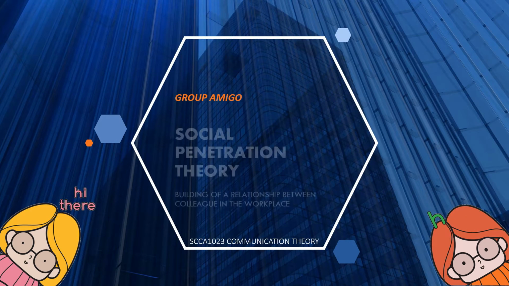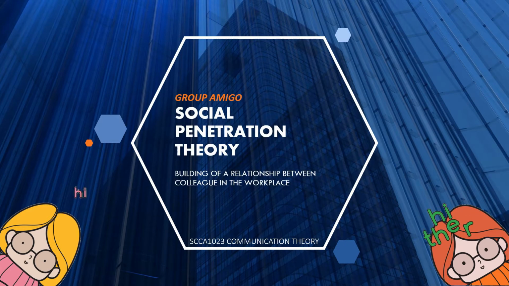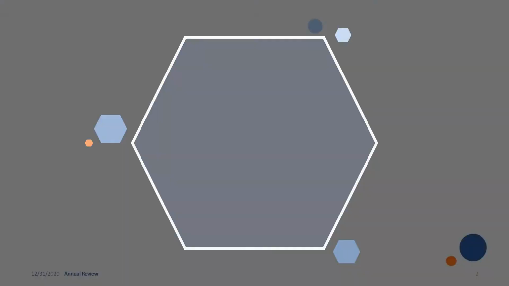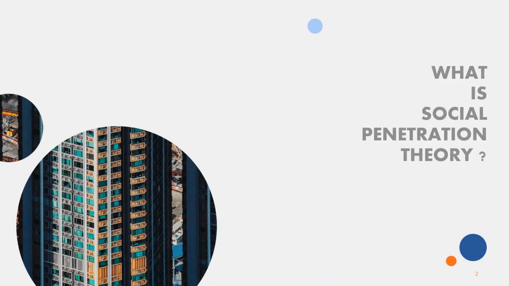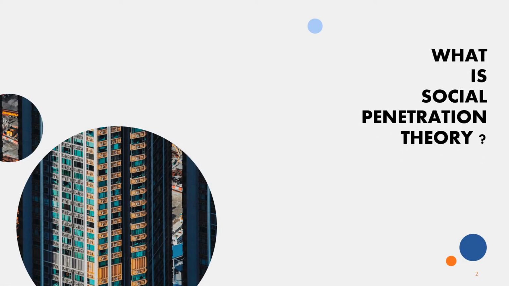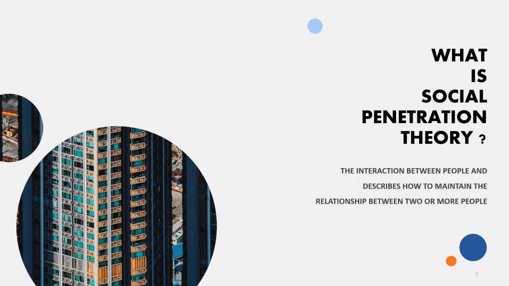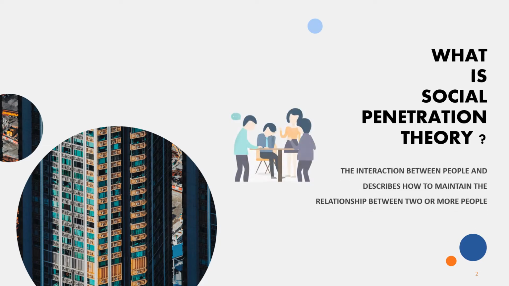We have chosen the social penetration theory with the issue of building a relationship between colleagues in the workplace. Social penetration theory is the development and growth of interpersonal relationships, thus enhancing one's popularity. The theory mainly discusses the interaction between people and describes how to maintain the relationship between two or more people.